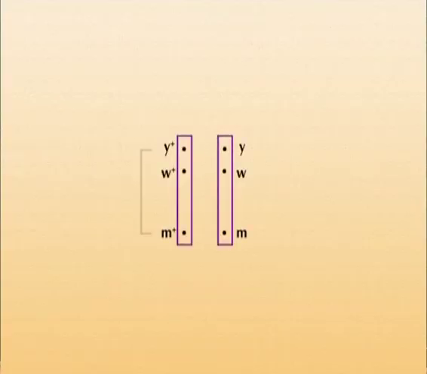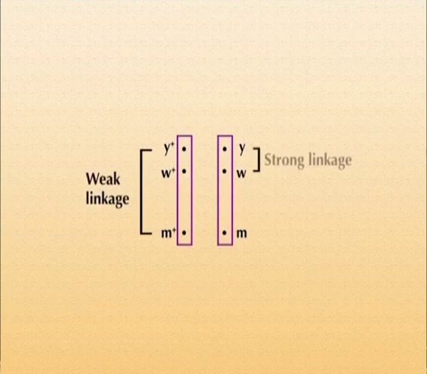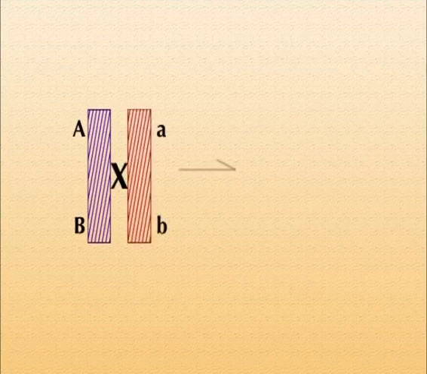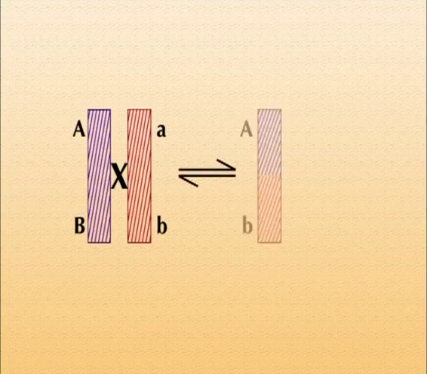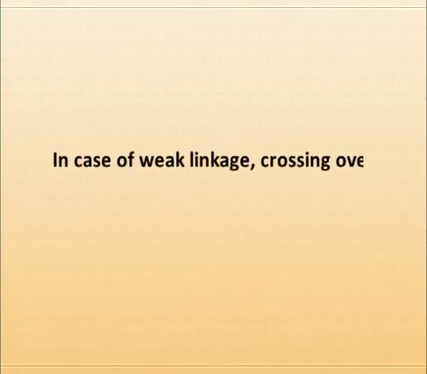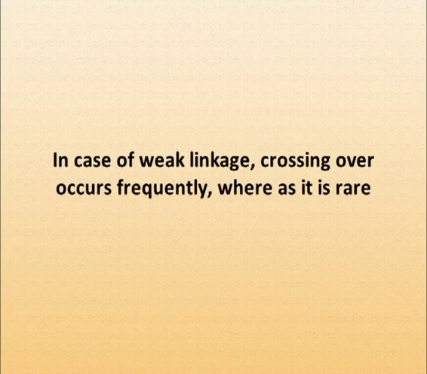The greater this distance, the lower will be the strength of linkage, and the smaller this distance, the greater is the strength of linkage. The linkage is broken down by a phenomenon called crossing over. Crossing over means exchange of chromosomal segments and occurs in prophase of meiosis I, when the homologous chromosomes are in paired condition. Crossing over results in reshuffling of genes, leading to the formation of recombinants. In case of weak linkage, crossing over occurs frequently, whereas it is rare in case of strong linkage.